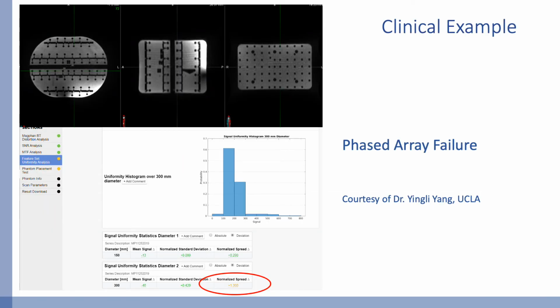Take this clinical example from our collaborators at UCLA, caught by these available metrics. An element of the receive array failed, but the overall disturbance was not large enough to trigger a failure in the signal to noise ratio. The normalized spread test picked up the failure in the automated analysis and alerted the physicist.